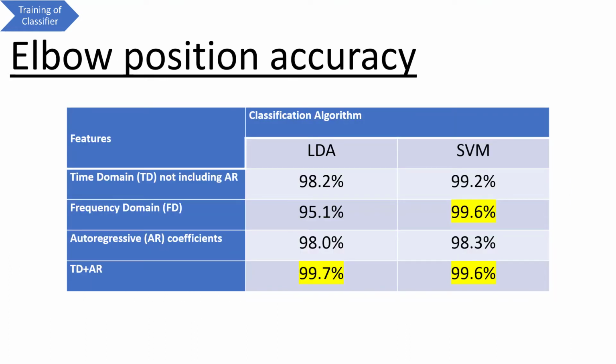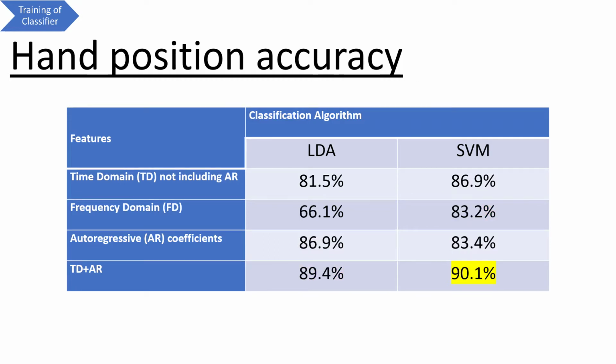Results are from the classifier using five-fold cross-validation, where 80% of the data is used for training and 20% is used for testing. We can see that all the features using the SVM classifier had an accuracy over 99% for the three elbow positions, up to 99.7%. Looking at the hand position accuracy, the time domain features, including the autoregressive coefficients, had an accuracy of 90.1%.